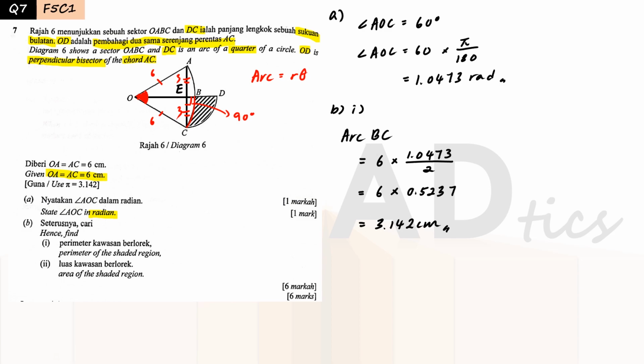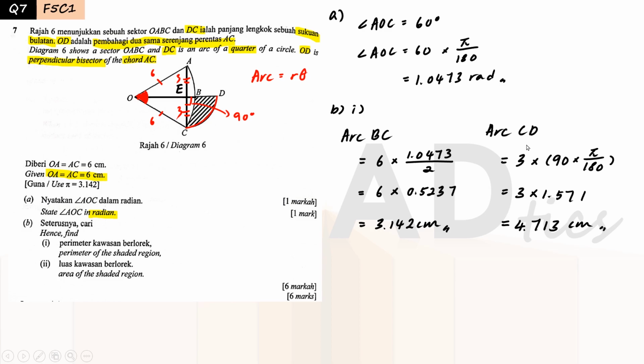So this is the first side, and the second side is arc CD. If we focus on the quarter of a circle here, the radius is 3 cm. The angle here is 90 degrees, but we need to change it to radians. So we multiply by pi over 180 to get the radians, and then we can get the length for arc CD.